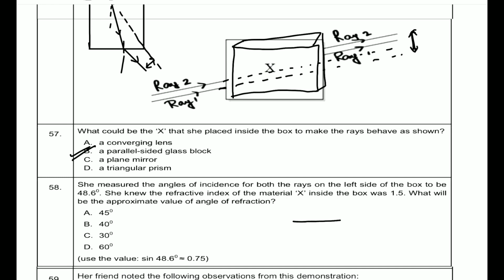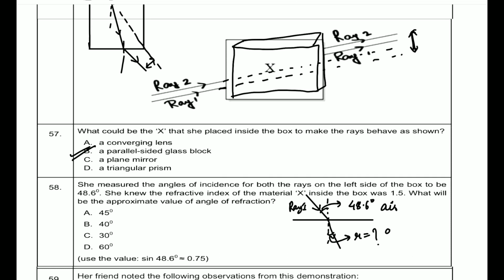So let me just make here, okay, so this is the interface. Let's say your ray one is coming. Let's talk about ray one only because both of them will behave similarly. So this is your ray one, and this is your normal, and obviously it will refract, right? So let's say this angle is given to me, that is 48.6 degrees. I'm supposed to find out this angle. R is something which I'm supposed to find out. So how can I find out? I can simply use Snell's law, right?